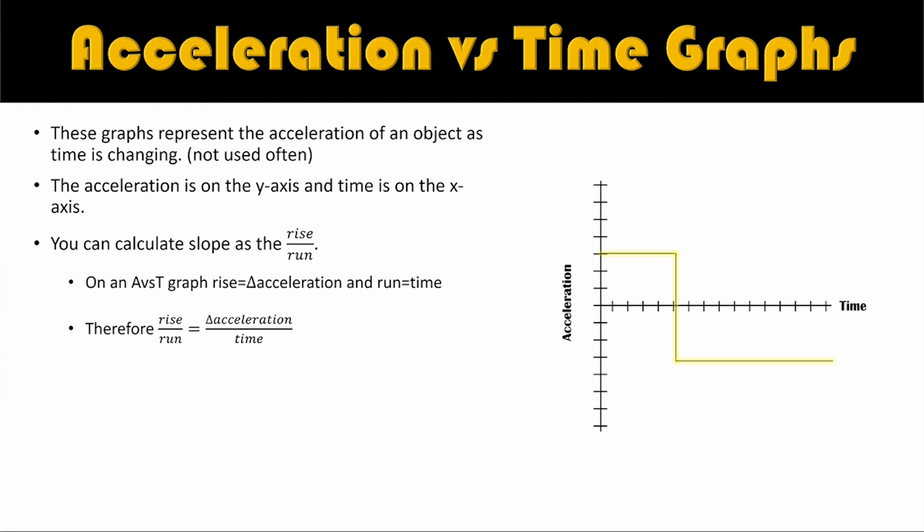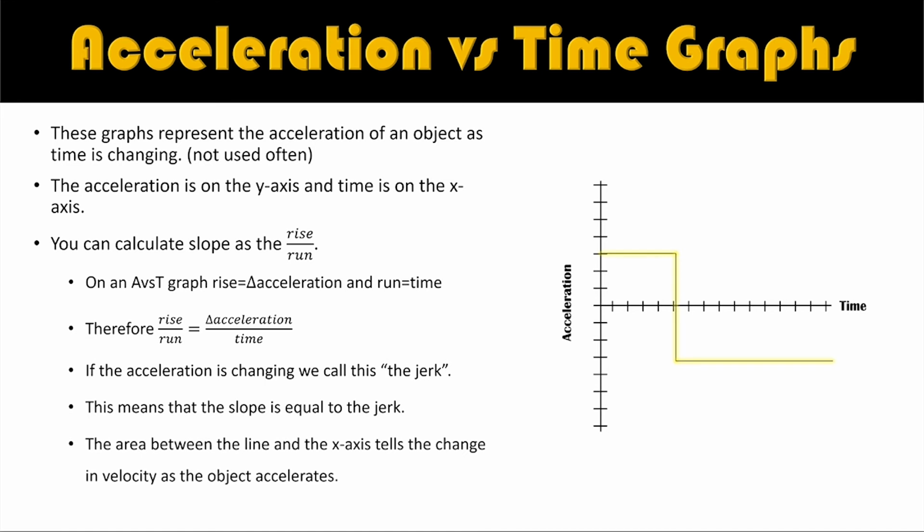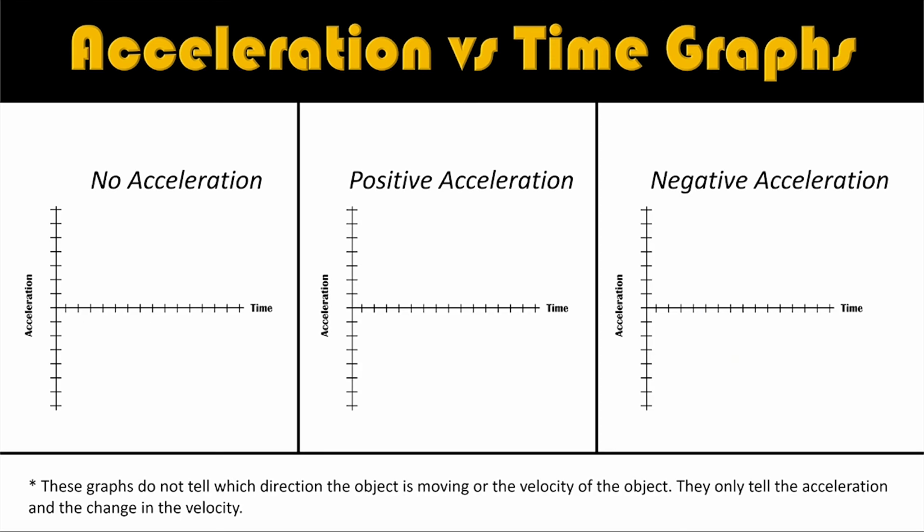And we actually never talked about what a change in acceleration is. And the reason we didn't talk about it is because it's never used. If the acceleration is changing, we're going to call that the jerk. So if you have a slope on an acceleration versus time graph, you could calculate the jerk by finding the slope on the graph. But like I said, you'll probably never use that, and these graphs are really not that helpful. But let's just go over 3 examples real quick.